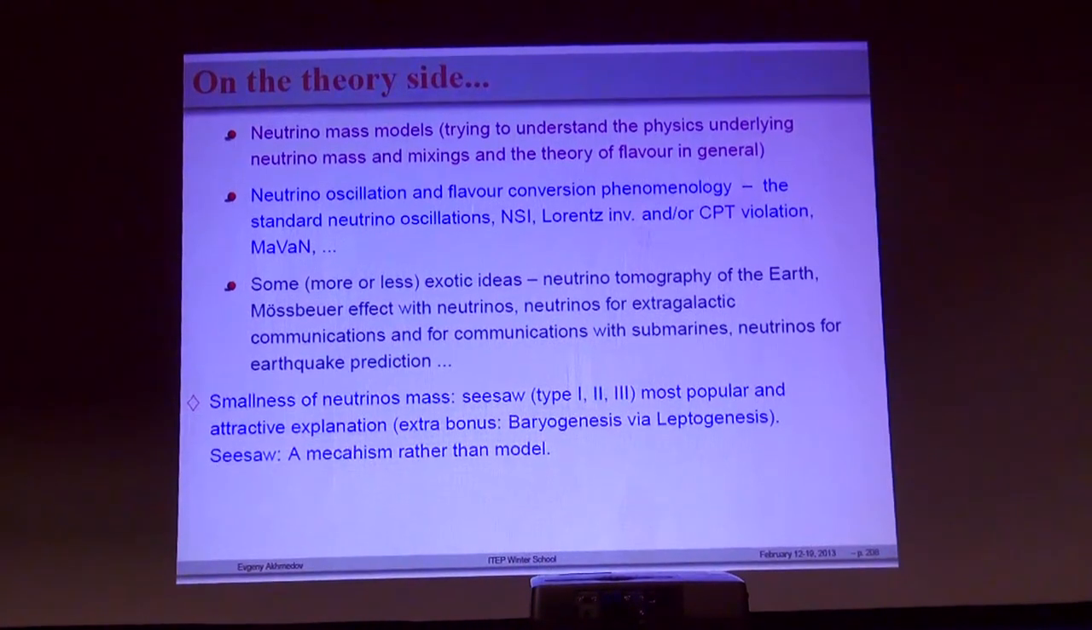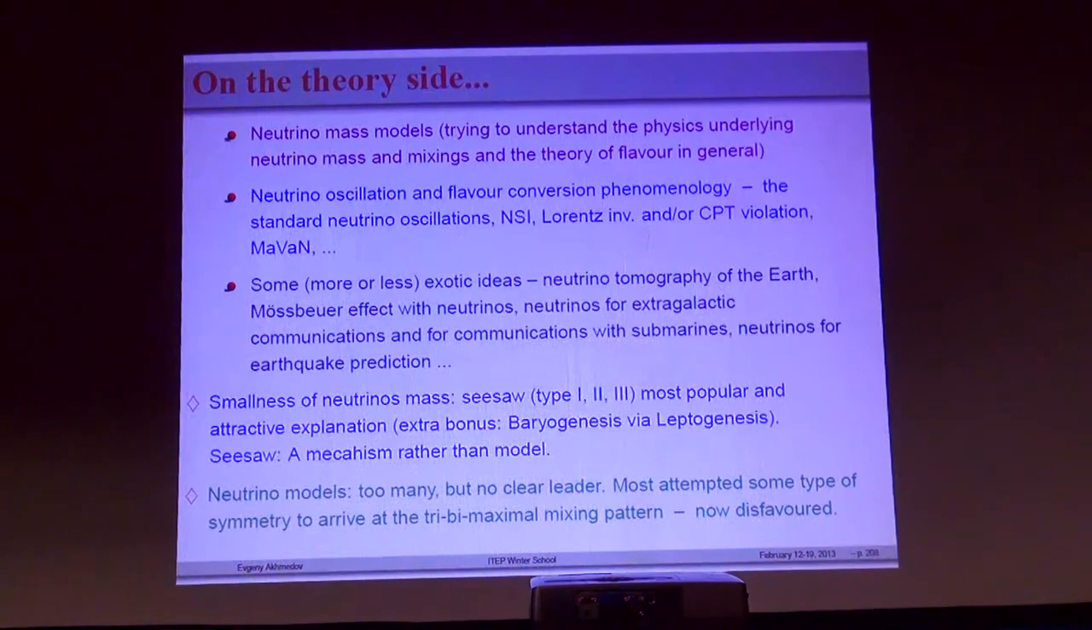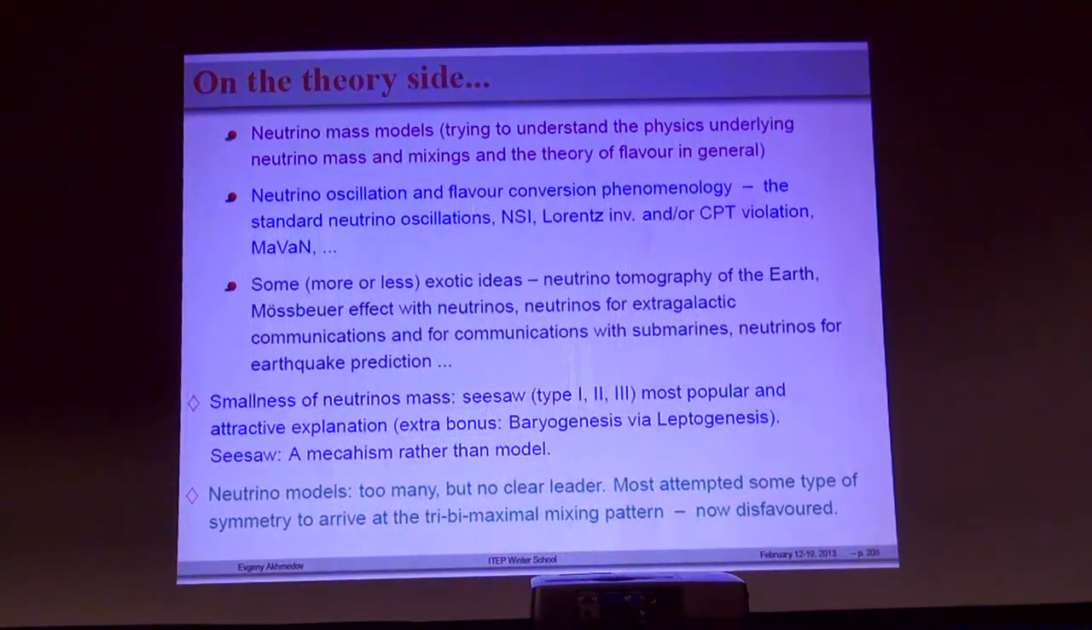And what is behind the smallness of the neutrino mass? There are many models to explain the structure of the neutrino mass matrix. Unfortunately, there is no clear leader among them. So we still do not know what is the physics behind the generation of the neutrino mass and which explains actually the structure of the neutrino mass matrix.